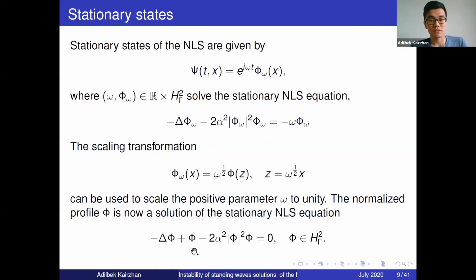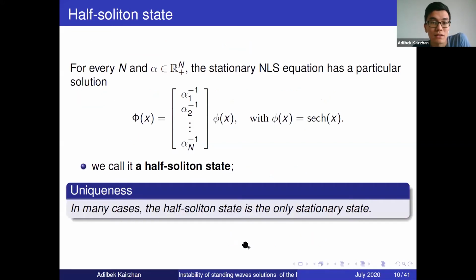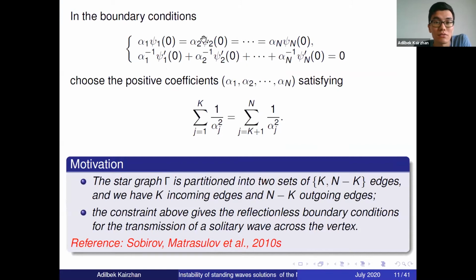And it's known that the stationary equations have a Sech solution. For every n and for every alpha, one can find a particular solution, which is given by the Sech function on each of the edges, and we call it a half soliton state. If you try to imagine it on the graph, it would basically be a star graph with a half soliton on each of the edges. In many cases, this half soliton state is the only stationary state, but one can also introduce some constraint on the alphas in order to get a family of other stationary states.